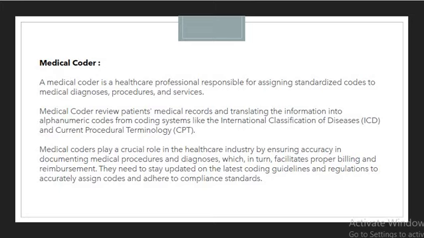Now what is an alphanumeric code? Whenever a code is composed of characters and numeric values, these codes are known as alphanumeric codes. And for generating those codes, we refer to the standard coding systems like ICD, which is International Classification of Diseases, and Current Procedural Terminology, CPT.